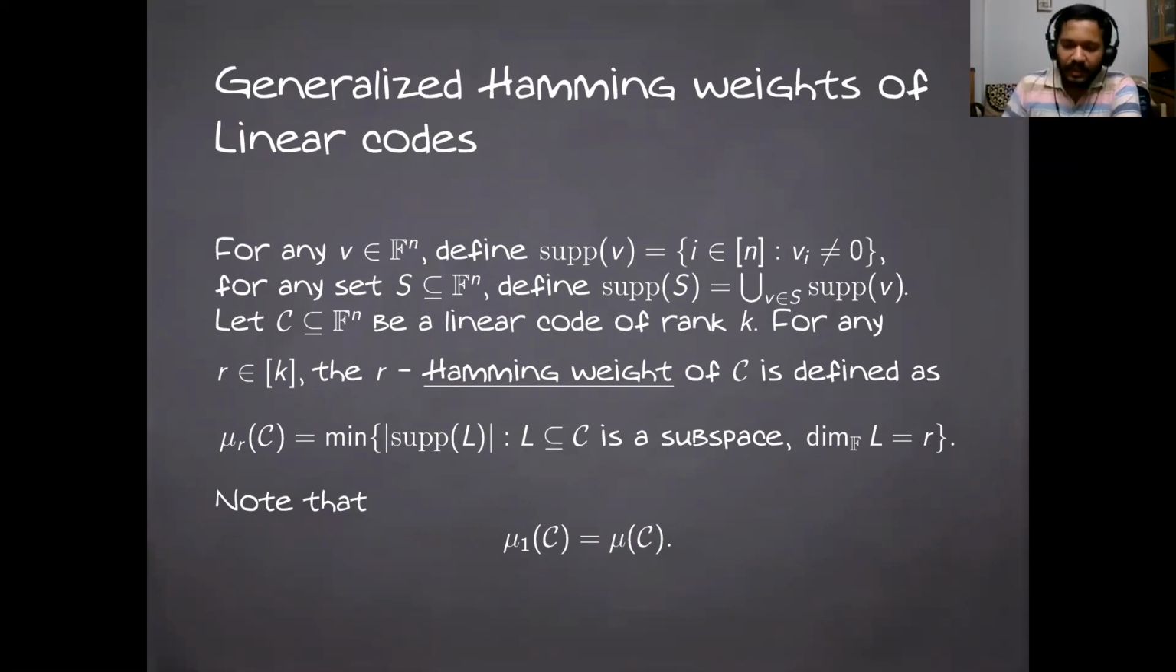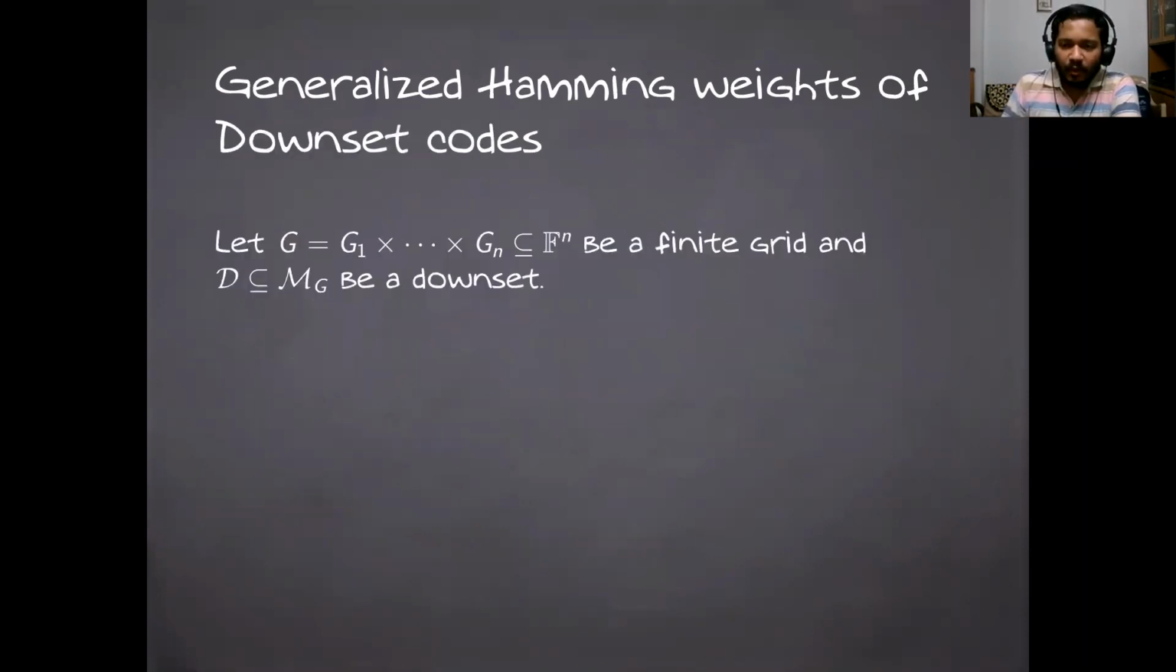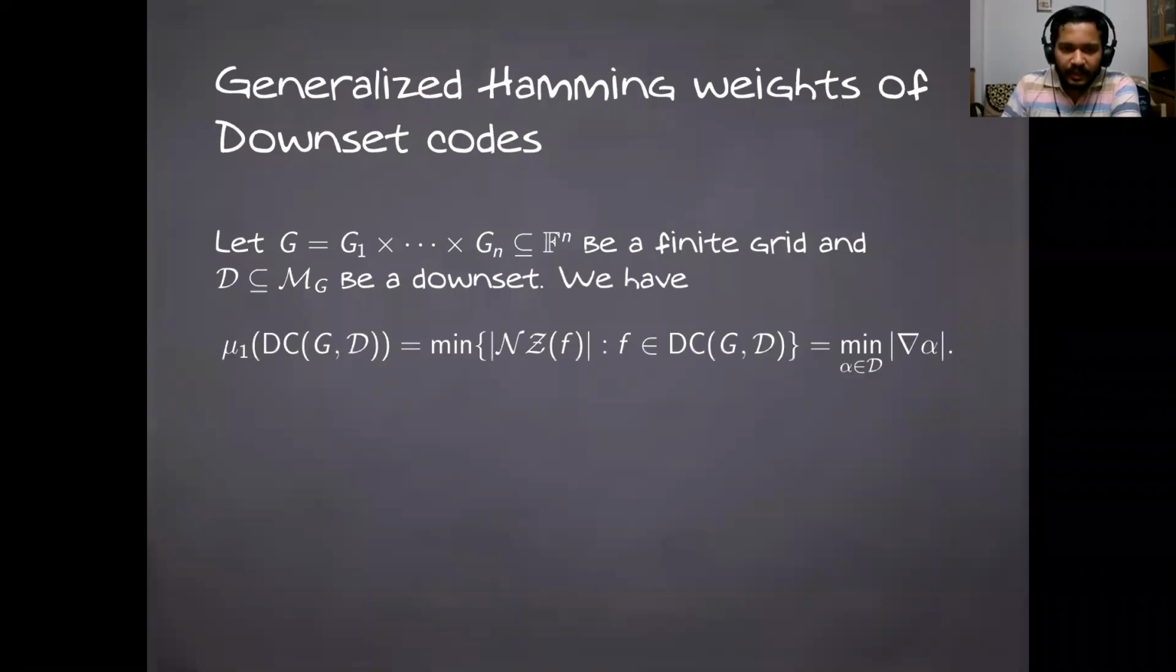Okay. And what do we get in terms of downset codes? We already knew a characterization for the first Hamming weight for downset codes in terms of shades. Now we try to do it for generalized Hamming weights. So let's start with the grid once again and a downset. We know that the first Hamming weight is given like this. The first equality is essentially the definition in terms of non-zero set. The second equality is a characterization in terms of shades, right?